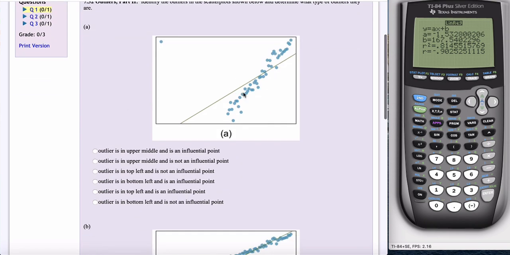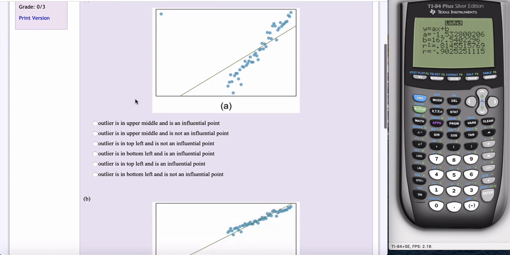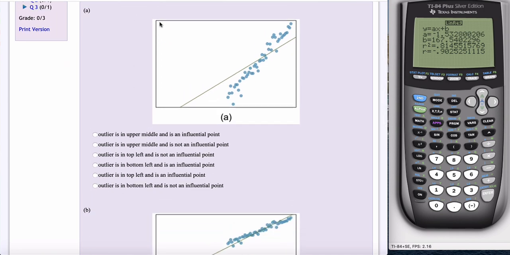Okay, so for this first one, what you have are all these observations here, and then the one up here. This observation has an X value significantly different than the rest of your X values. Think about what that tells you. Identify the outlier, and determine what type of outliers they are. Okay, this outlier, this is the outlier out here, right? It's the one up in the top left. And the question is, is it influential or not?